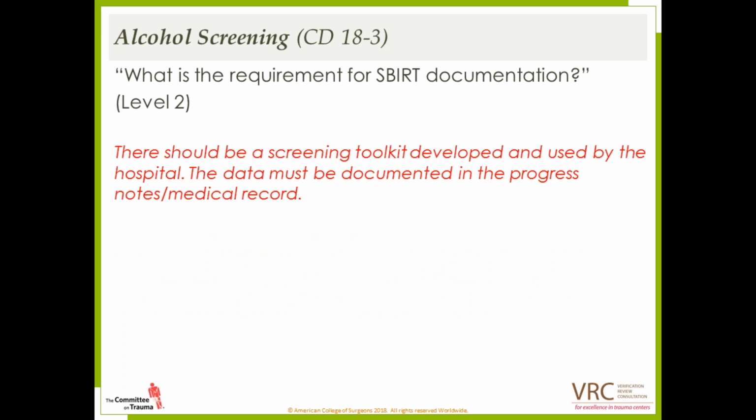All right, what is the requirement for SBIRT documentation? There should be a screening toolkit that's developed and used by the hospital. The data must be documented in the progress notes medical record. So yeah, that should just be clear to the reviewers when they're going through the charts.